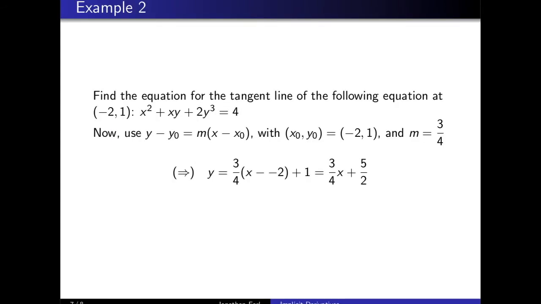Okay, so now what we need to do is just use our tangent line expression. So we have the line y minus y0. In our case, the y0 is going to be 1, and it's equal to our slope times x minus x0. Our x0 is going to be minus 2, and as we said, our slope is going to be 3/4. Okay, and when we put all of this together, we get that our tangent line is going to be y equals 3/4 x plus 5/2.